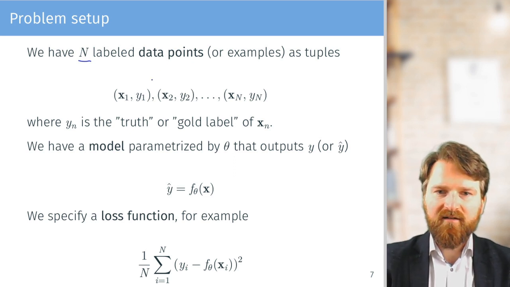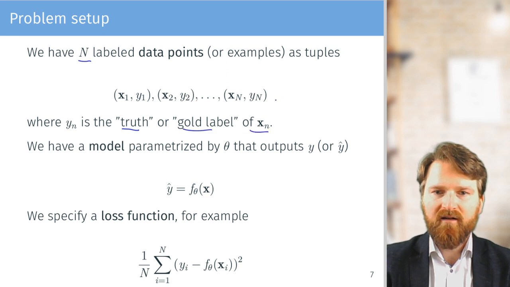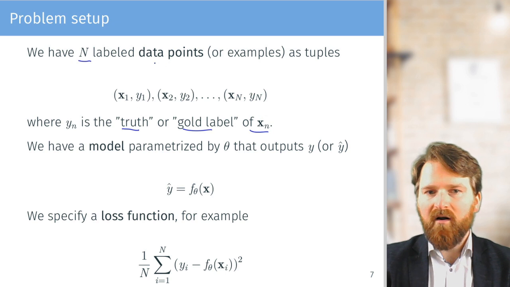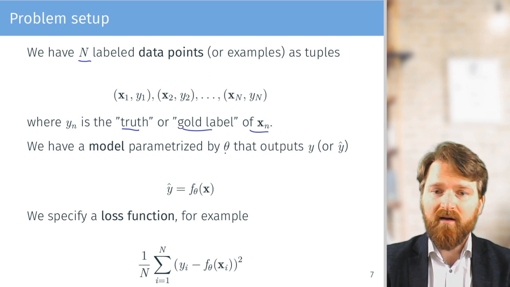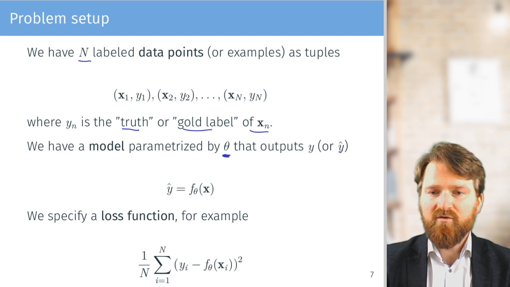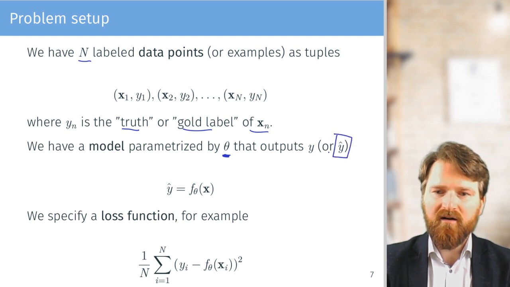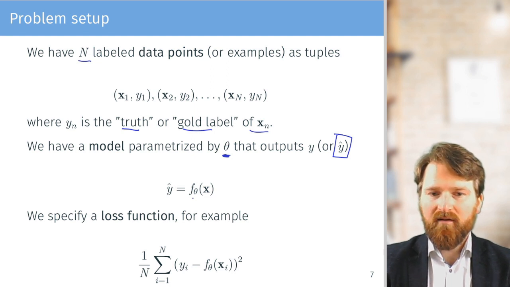And these examples are a set of tuples. The tuple is x, the input representation or feature vector, and y, the true label or gold label of x, and we have a set of them. So this is our data set. Then we have a model, and the model is parameterized by some parameters. For us, the general parameters are just a vector theta, and the model outputs some value, which we typically call y hat. So this is our model as a function. It takes some input, feature vector x, is parameterized by theta, and it outputs a y hat.